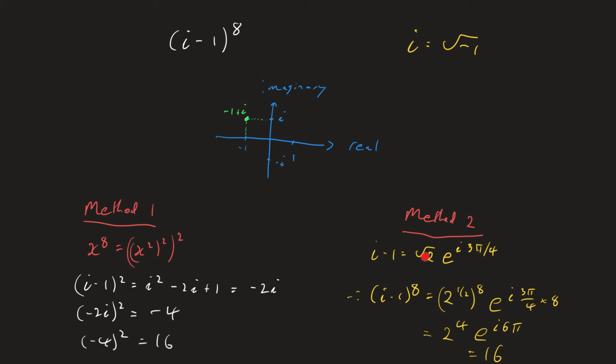The magnitude just gets raised to the same power. The square root of 2 we write as 2 to the power of a half. Raise it to the power of 8. A half times 8 is 4, so this will become 2 to the power of 4.